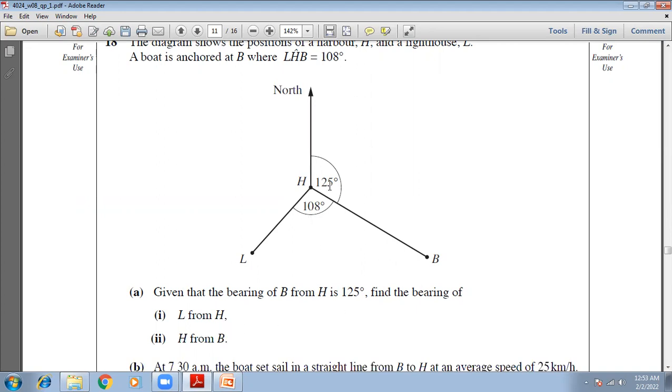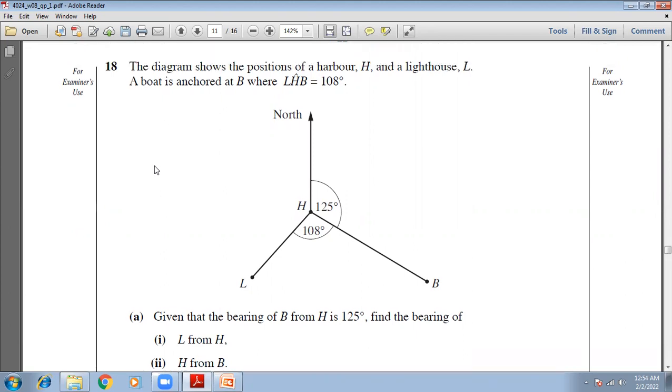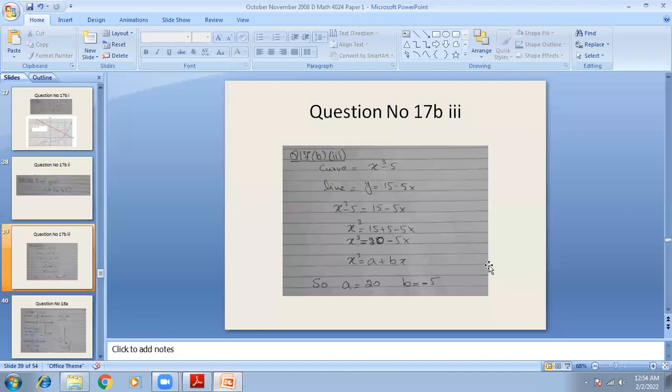Then the bearing of H from B. The bearing of B from H is 125. It's a back bearing, because this is less than 180, you can find it very easily by adding 180 to it. So 125 plus 180, and that will be 305. So this is how you find the bearing of H from B. We call it the back bearing. Let me show you. That is question number 18, and it's A, first and second part.